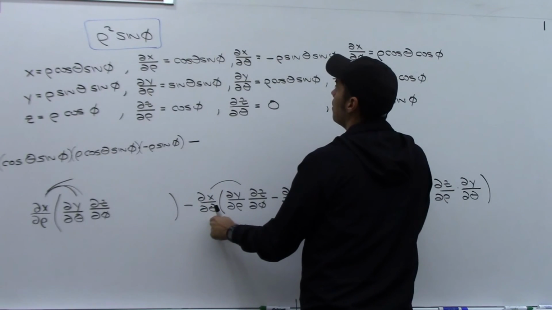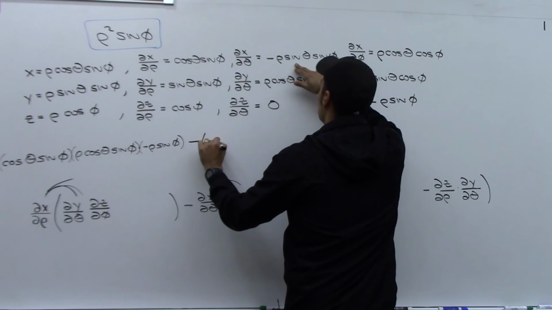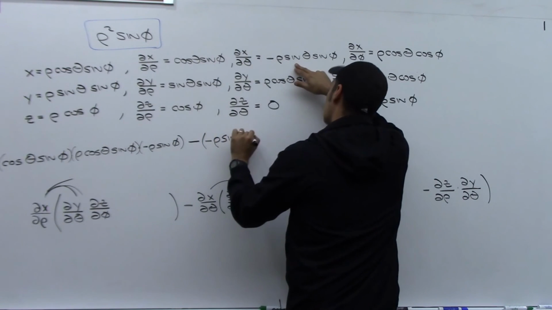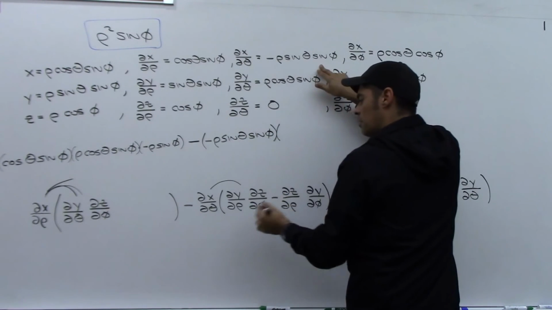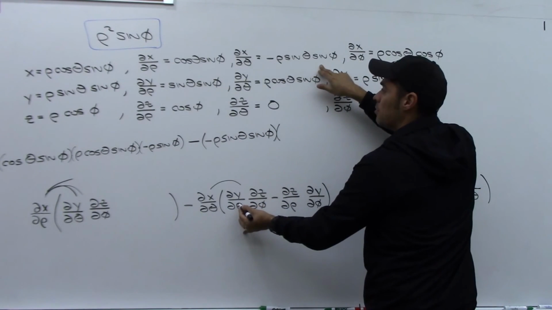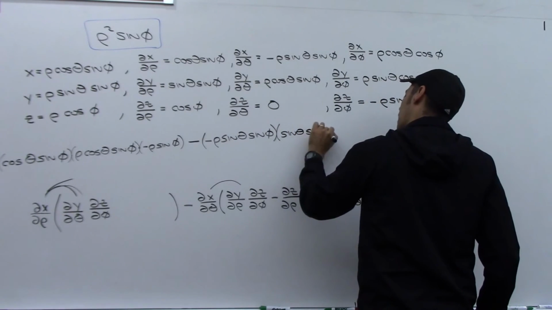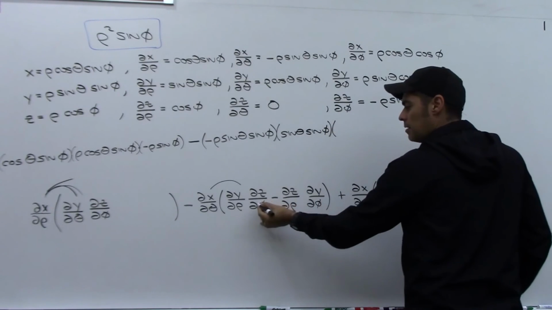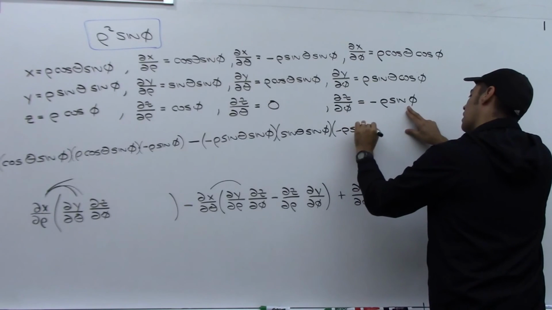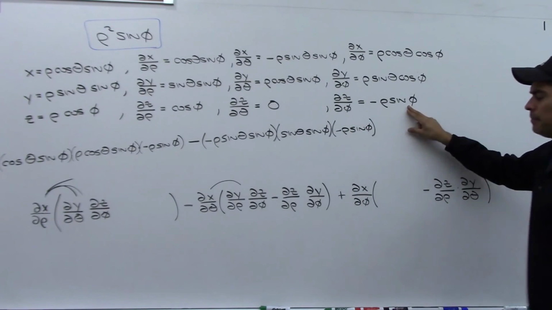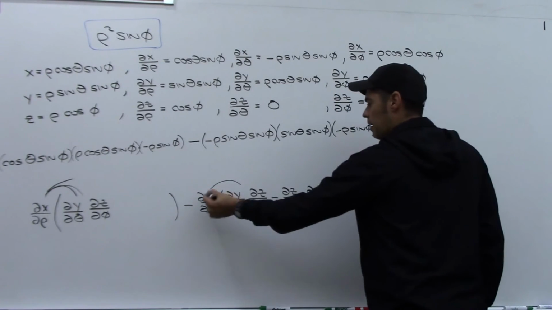Partial of x with respect to theta is this: negative rho sine theta sine phi. But then you're also multiplying that times partial y with respect to rho, which is sine theta sine phi. But then you're also multiplying times this partial z with respect to phi, negative rho sine phi. Okay, so I've taken care of this. Now I've got to go this to this.